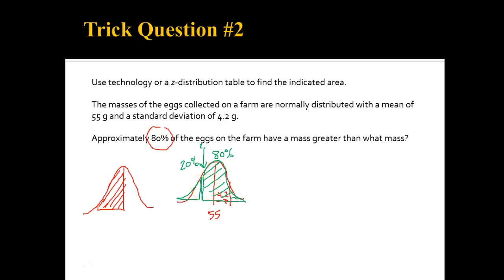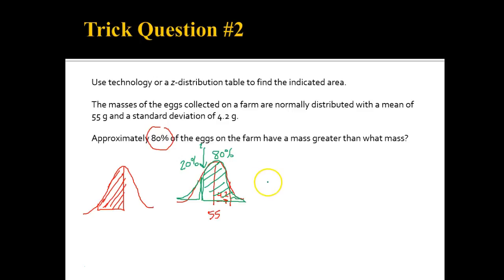Now, why is that important? Because our chart only gives us the smaller numbers, the less than percentiles. So it doesn't give us the greater than percentiles. It only gives us the less than percentiles. So when we look on our chart, we're not going to look for the 80% because the chart is telling us the z-score for the number that is greater than 20%, not less than 80%.